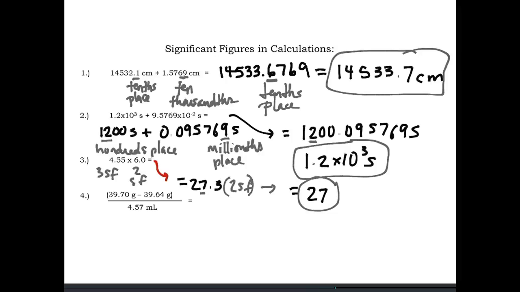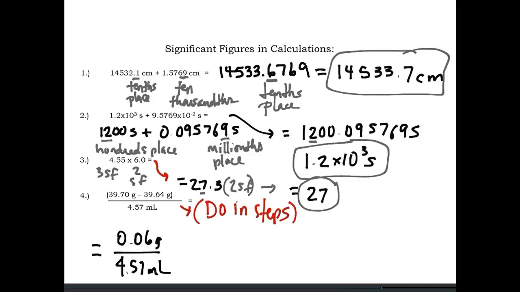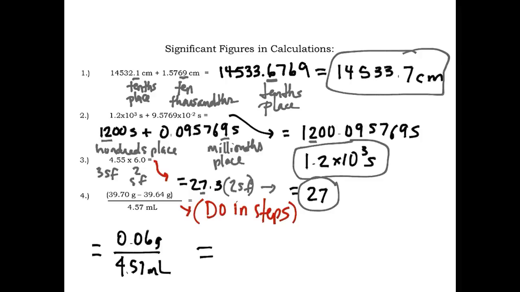This last one you have to do in two steps. So you're going to do the parentheses first. Remember order of operations. If you don't do it right, then I can't give you the right answer. The math actually has to be correct. So step 1 is to do that subtraction, which gives you 0.06 grams. And then you're going to divide that 0.06 grams by 4.57 milliliters. And so the first step is the addition subtraction rule, and it says that my answer is accurate to the hundredths place.